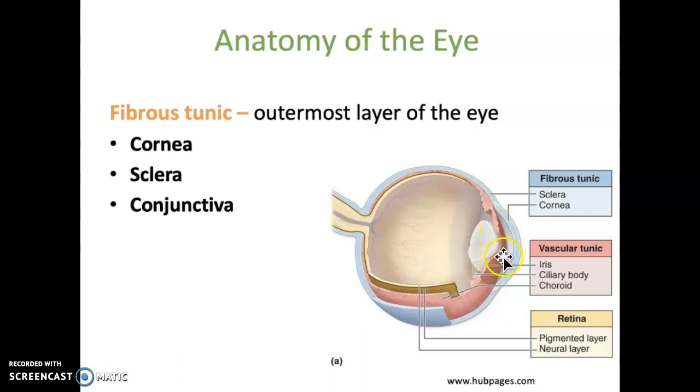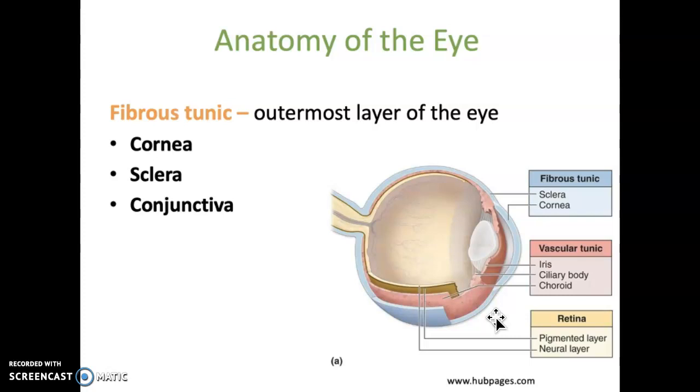The iris is actually the colored part of the eye that you can see. And right in the middle of the iris is the pupil, which is a small hole that can constrict and dilate to control the amount of light that enters the eye.